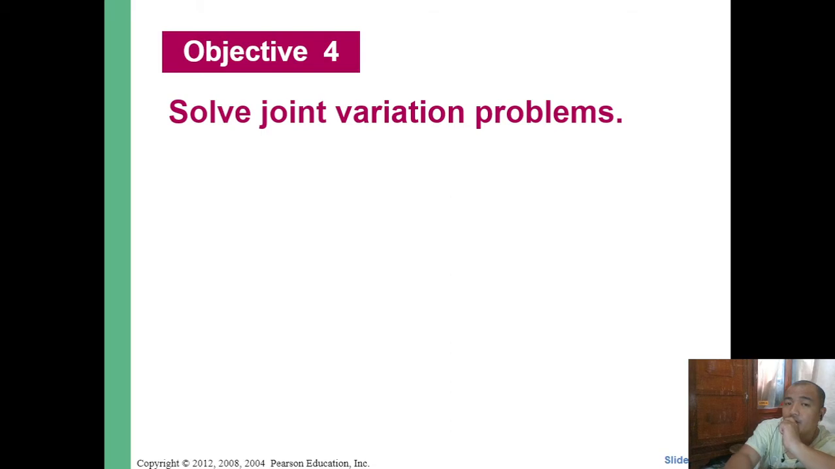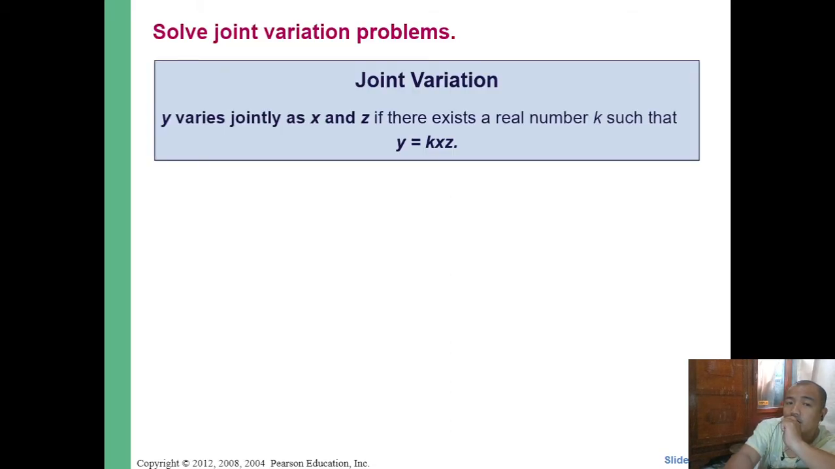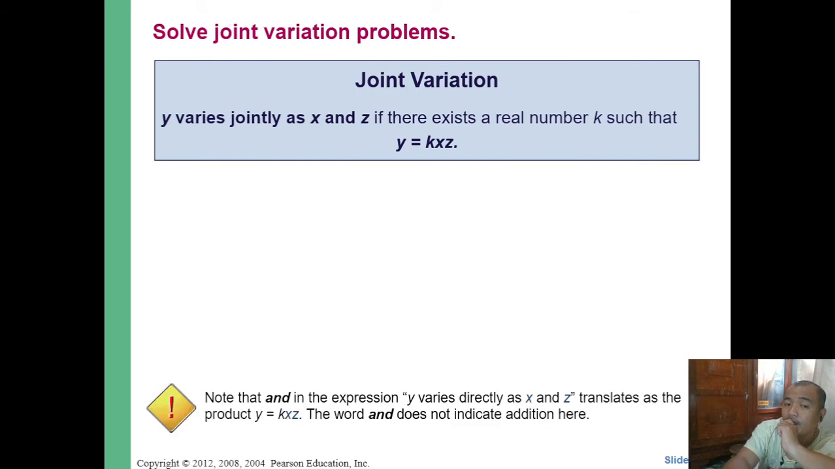Solve joint variation problems. Joint variation: y varies jointly as x and z if there exists a real number k such that y equals k x z. So for joint variation, it involves two or more variables. In inverse and direct variation, it just involves y and x. So here, we have a third variable z. Note that in the expression y varies directly as x and z, it translates as the product: y equals k x z. The word and does not indicate addition here.